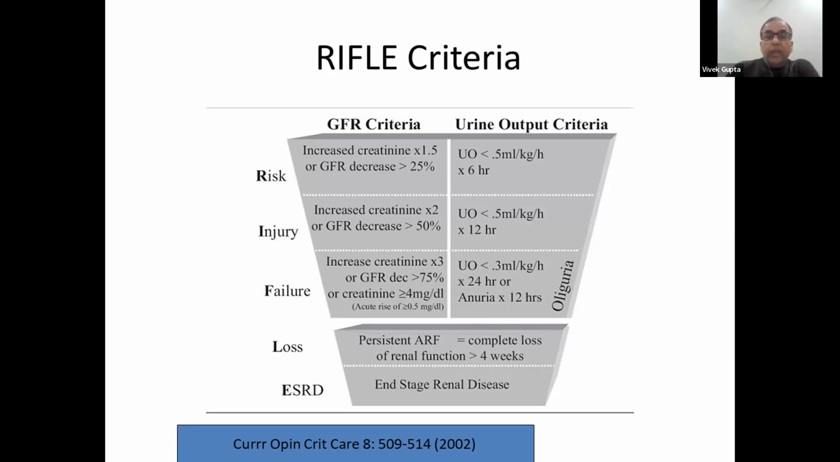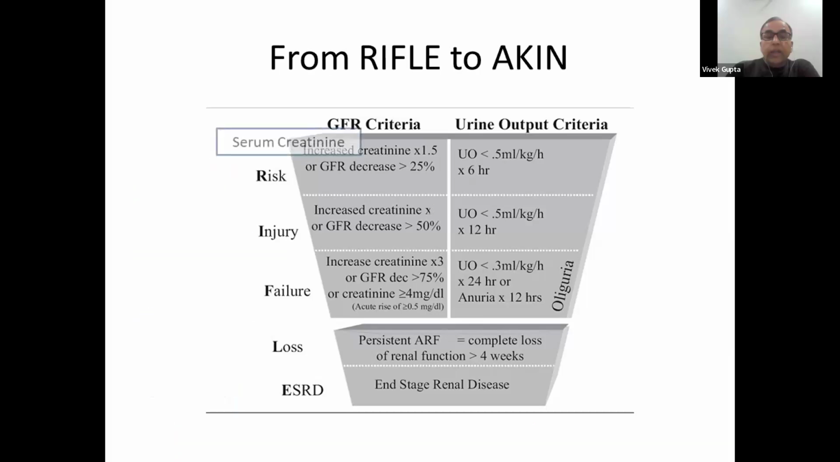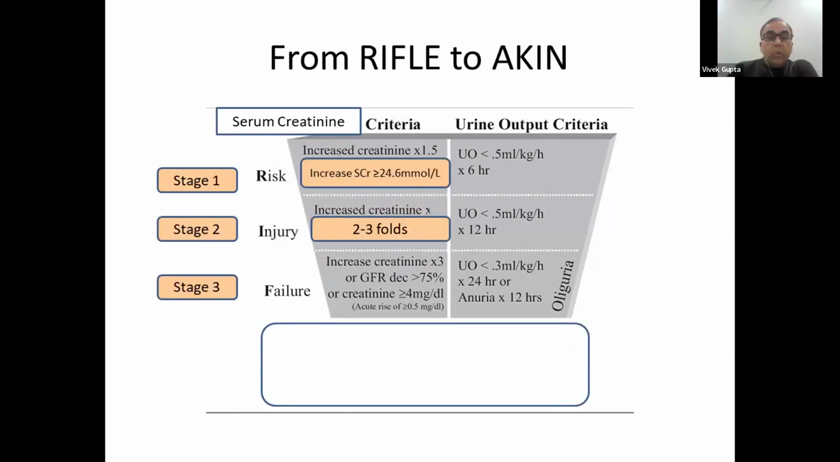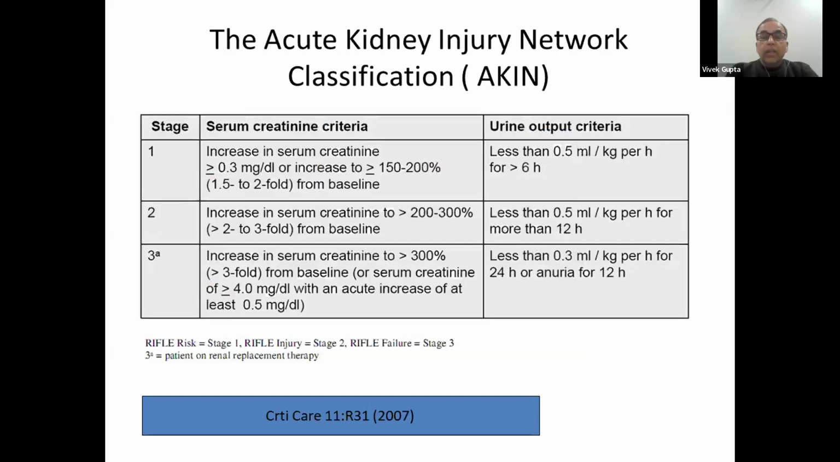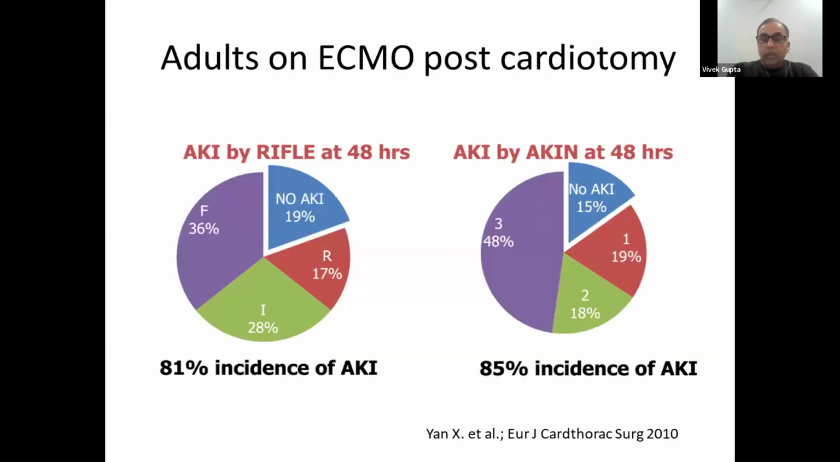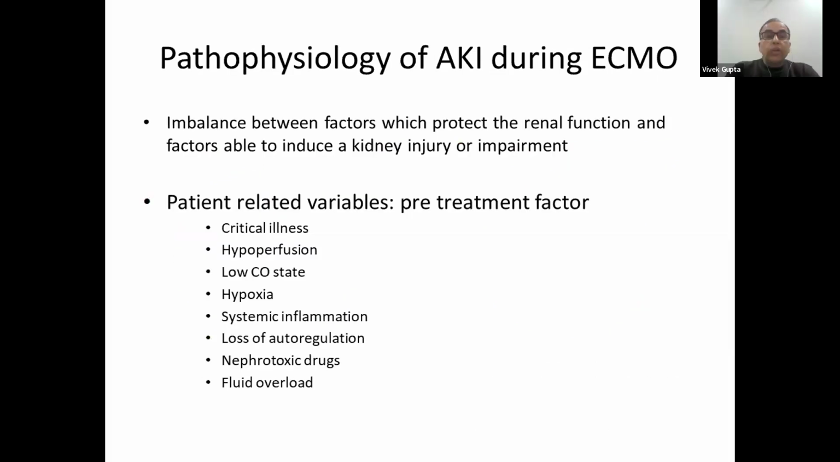Other criteria, stage 1, 2, or 3, more than two to three-fold is stage 2. And similarly, the AKIN criteria also consider urine output and creatinine. So more or less, if you look at the studies, both criteria work very well, and the incidence roughly remains the same if we follow any of these criteria.